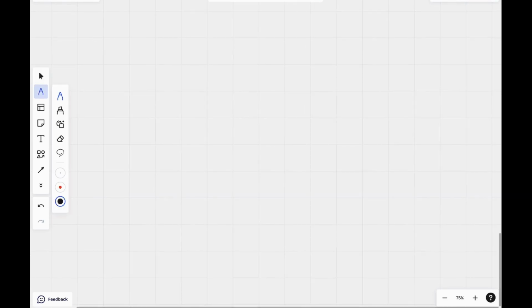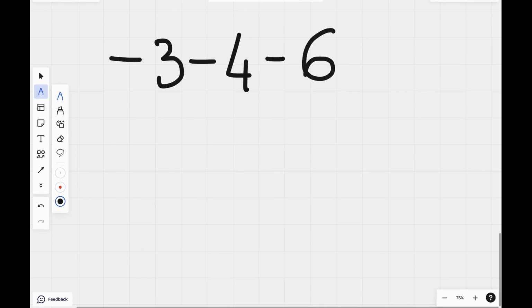Let's do some more examples. Minus 3, minus 4, minus 6. What will we get? That's right, minus 13. So we have three numbers, all three of the same sign, so we just add them all together. Minus 3 minus 4 is minus 7, minus 7 minus 6 is minus 13.